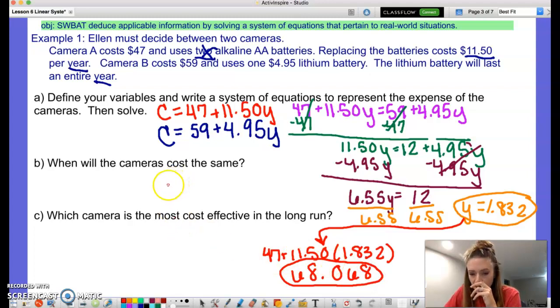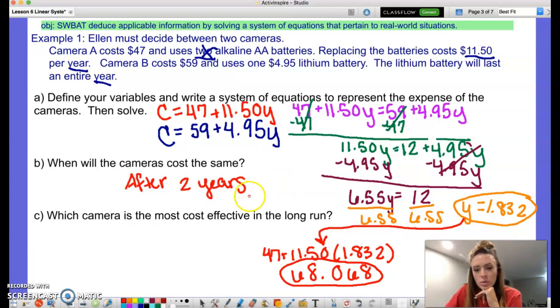When will the cameras cost the same? They're going to cost the same at 1.8 years, right? So they're never actually going to cost the same on the exact year point, but after 2 years they will have cost the same, right? So we can just call that after 2 years, but they start going separate ways, right? So 1.8 years, they cost the same.